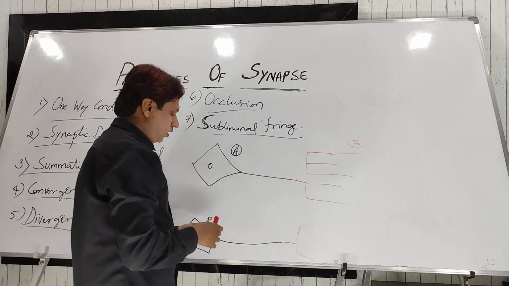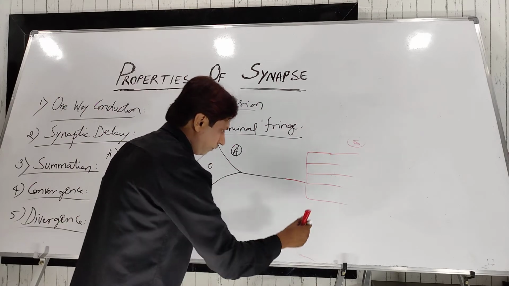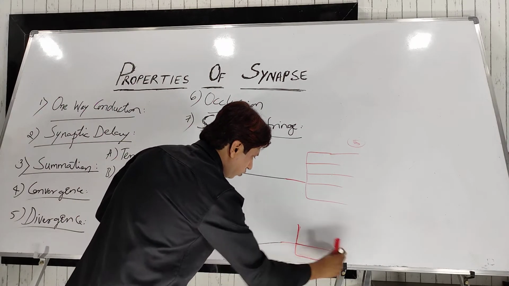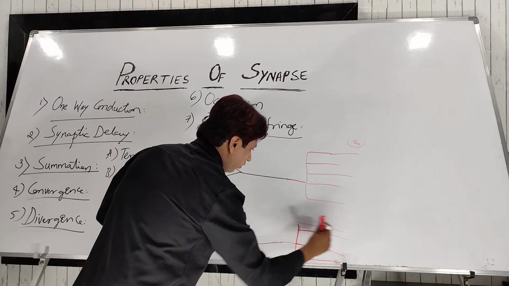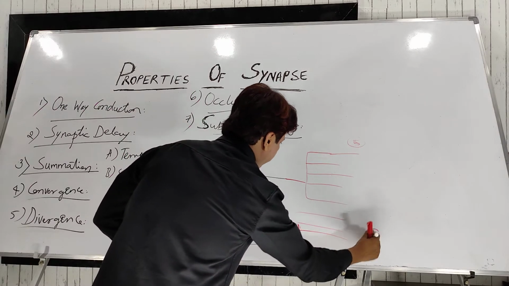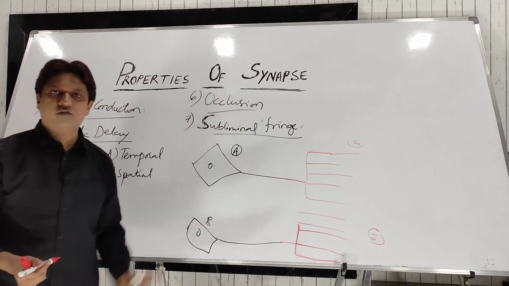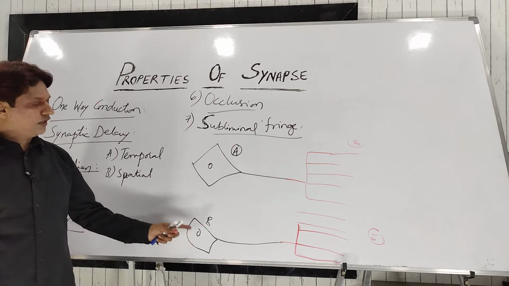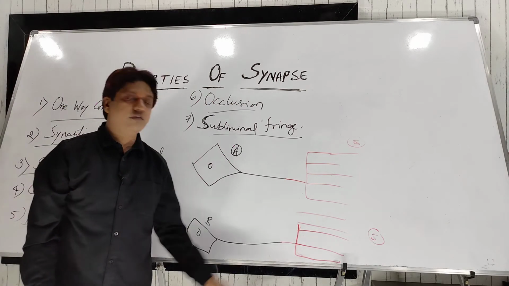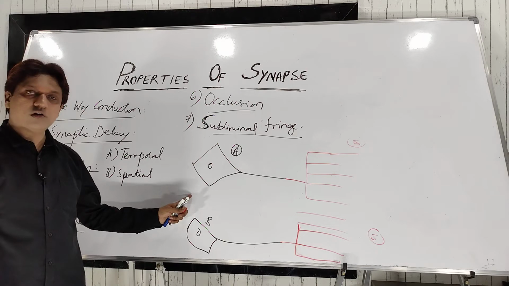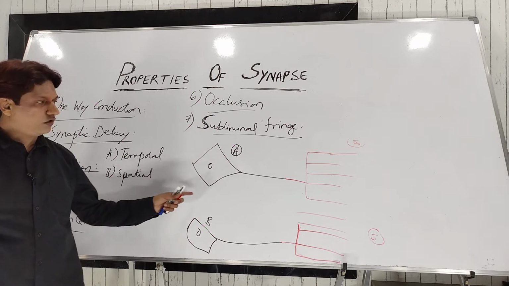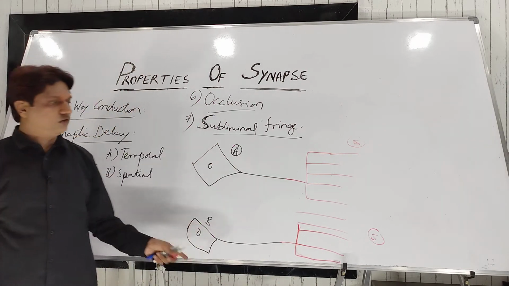So this is 1, 2, 3, 4, 5. So individually, if we stimulate neuron A, it will stimulate 5 neurons, and if you stimulate B, then it will stimulate the 5 efferent neurons, okay. These are efferent neurons, individually.